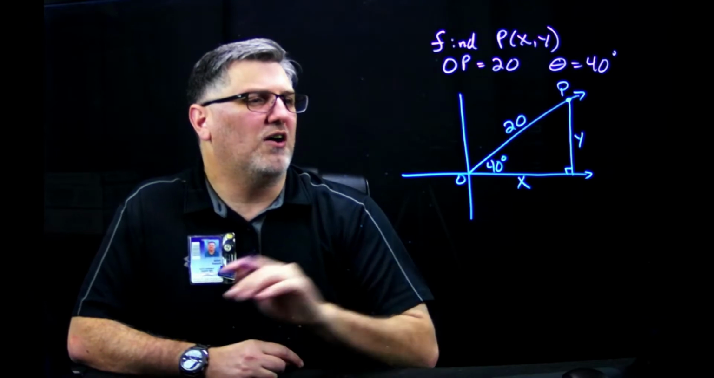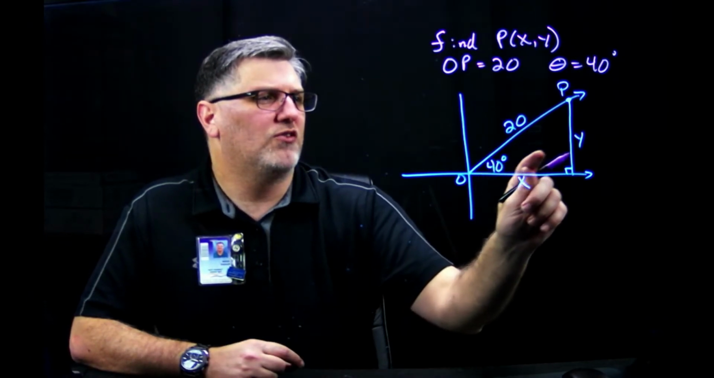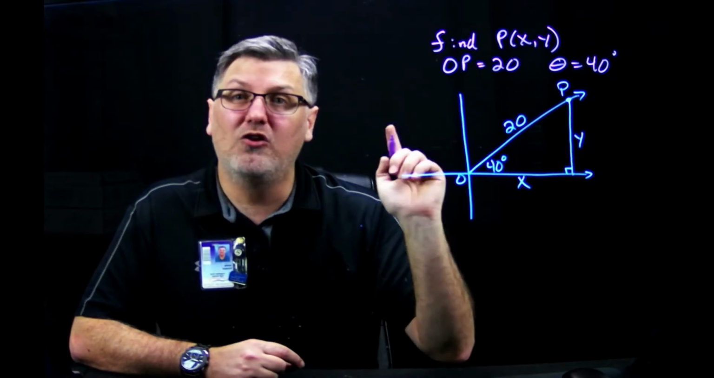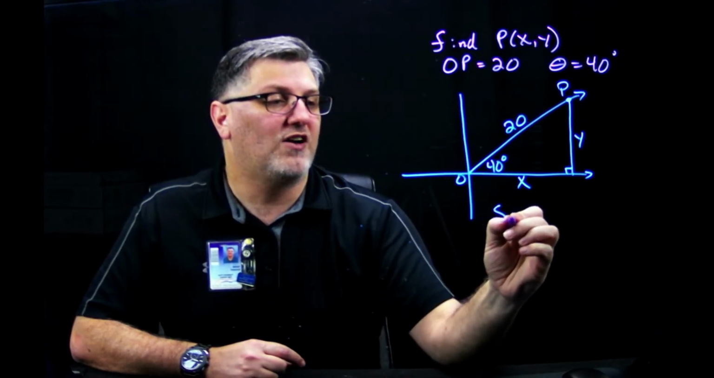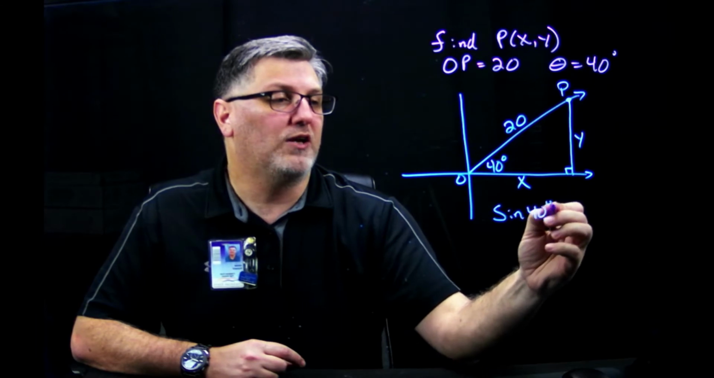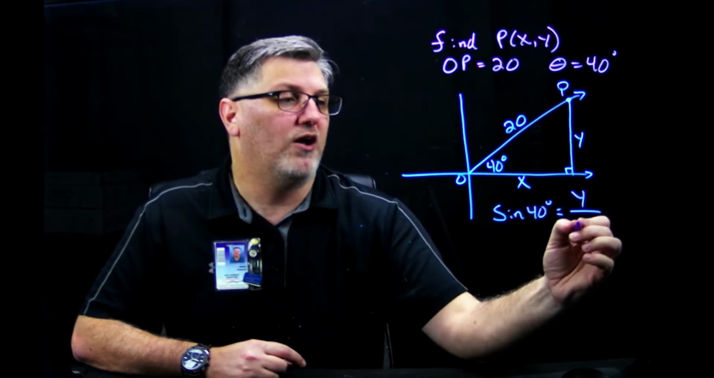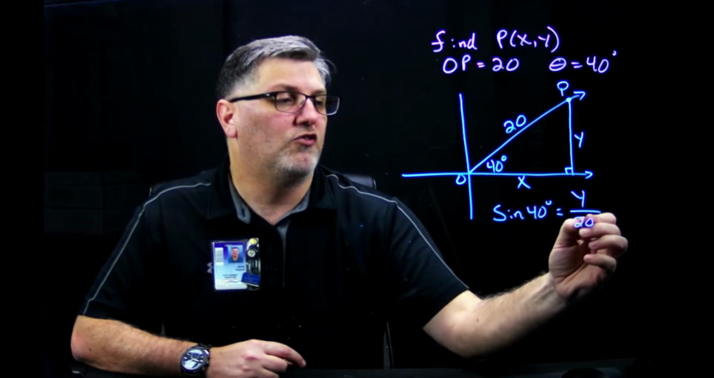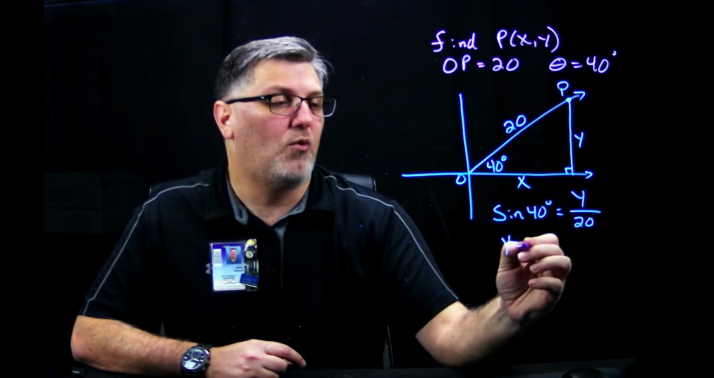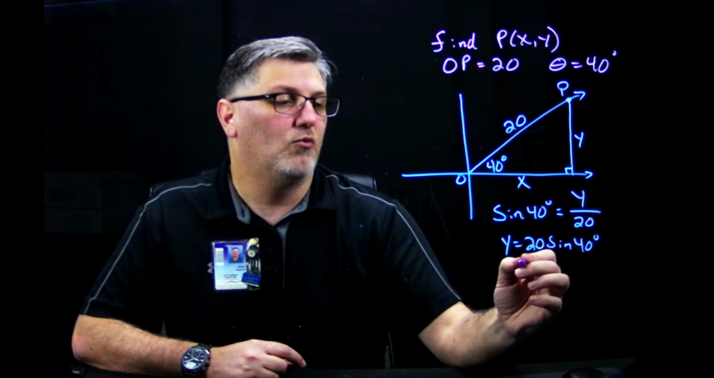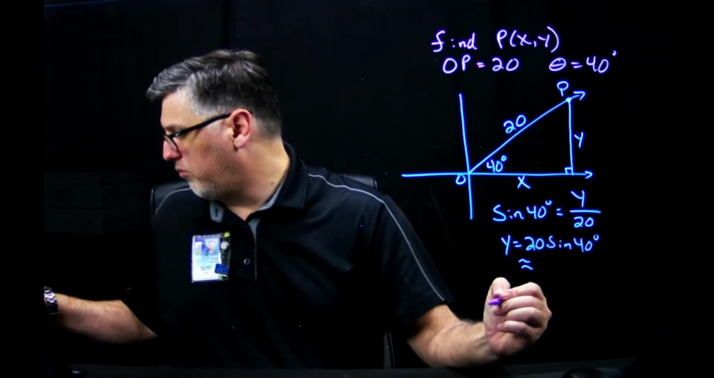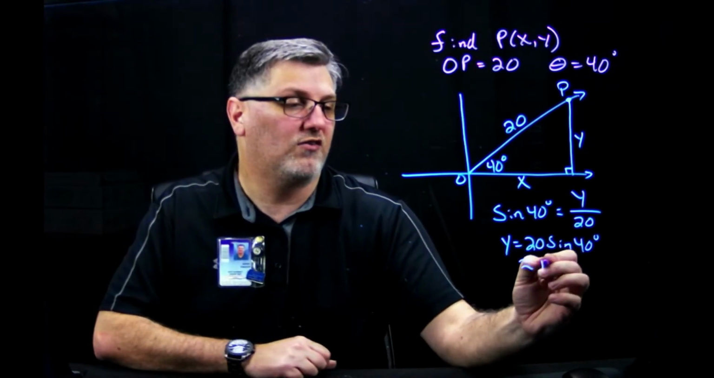Well, this is easy enough because I have 40 degrees. Opposite is my y. I know that sine is opposite over my hypotenuse. So I can actually say sine of 40 degrees is my opposite y over my hypotenuse, which is 20. Solve for y. I get y equals 20 sine of 40 degrees. And when I do those calculations, I get approximately 12.86.